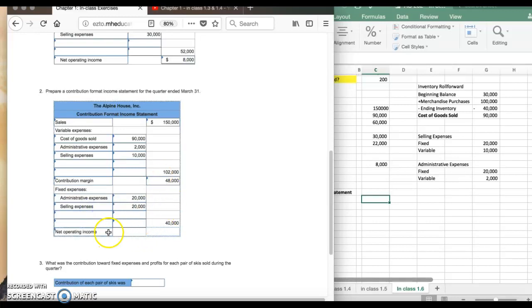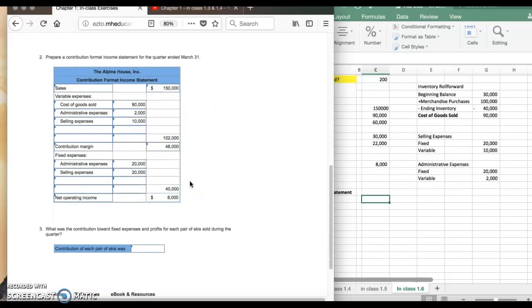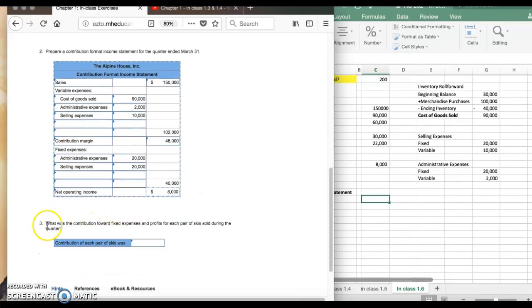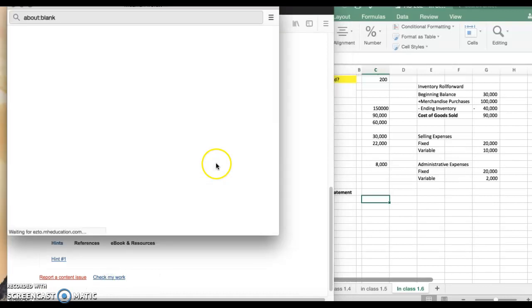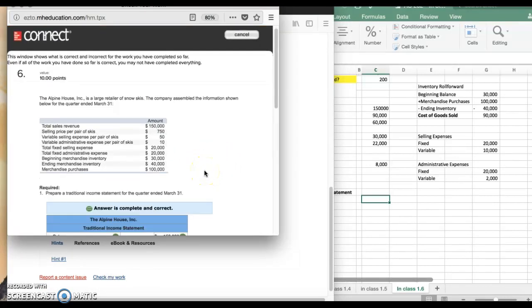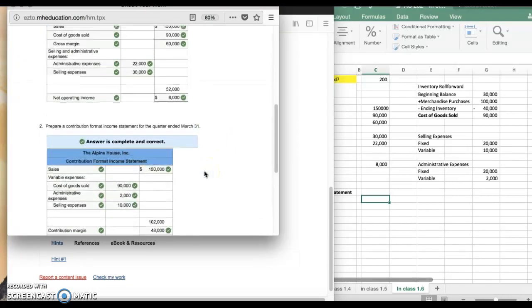So we have our net operating income again. So 48,000 minus 40,000 gives us the same number. So these two numbers should be the same. It's just a different way of looking at the information. So let's see what number 3 asks. So let's check our work first. Make sure we put all those numbers in correctly. We did. Excellent.